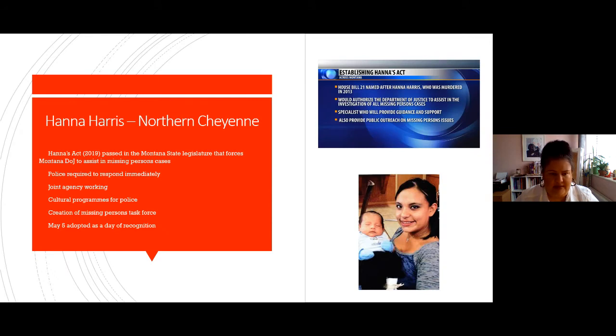Hannah Harris, Hannah's Act. So Hannah was a 21-year-old that went missing from her home on an Indian reservation in Montana on July 4th, 2013. She went out to see fireworks with her friends, but her body was later found on July 8th, and it was so badly decomposed that the cause of death couldn't be determined, was how it was listed.